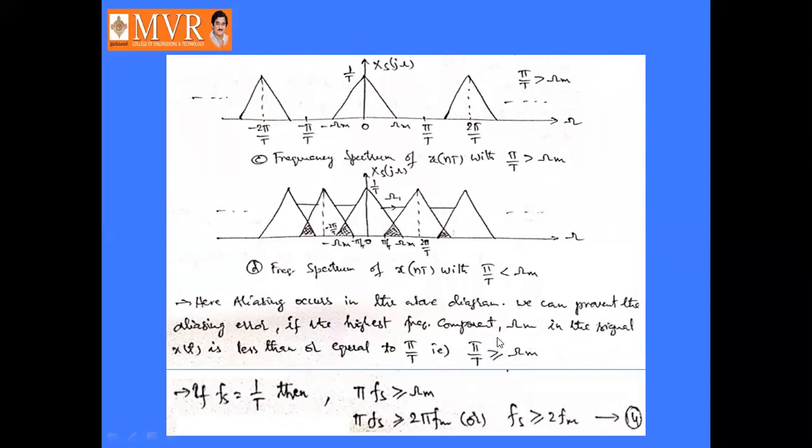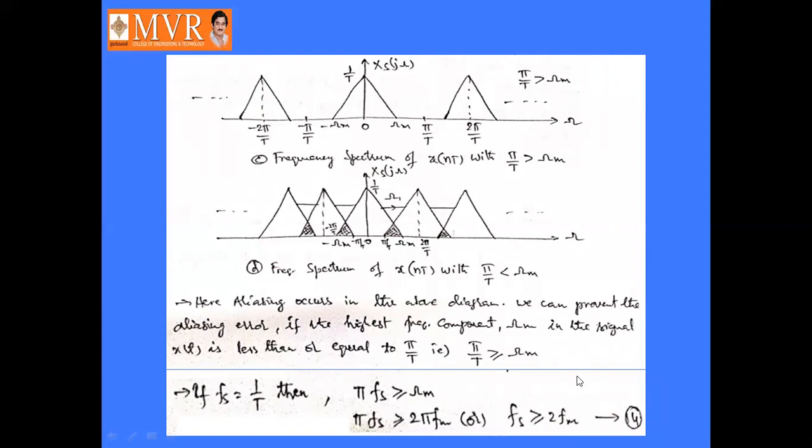Or pi by T is greater than or equal to omega m. The highest frequency component omega m in the signal x of t is less than or equal to pi by T. So if fs equals 1 by T, then pi into fs is greater than or equal to omega m. Then pi fs is 2 pi into fm, so pi gets cancelled, so fs is greater than or equal to 2 fm. This is equation number 14.